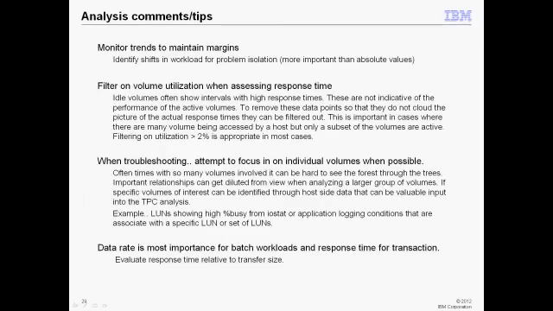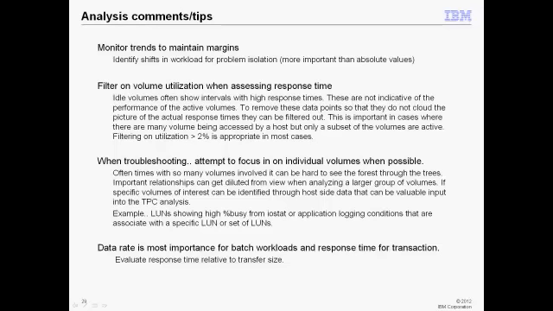Now I'd like to share a few analysis comments and tips. Monitor trends to maintain margins. Identify shifts in workload for problem isolation. Filter on volume utilization when assessing response time. Idle volumes often show intervals with high response times. These are not indicative of the performance of the active volumes.